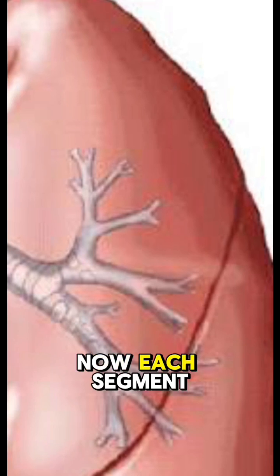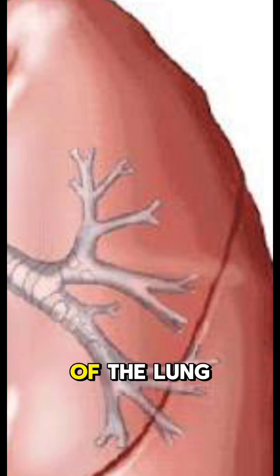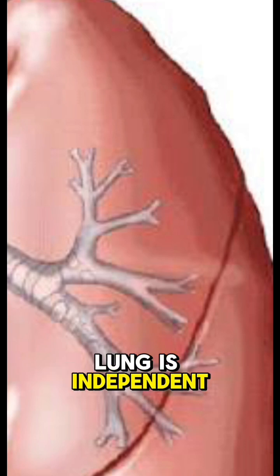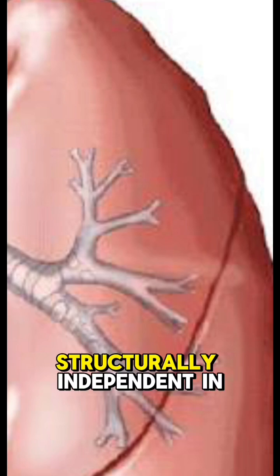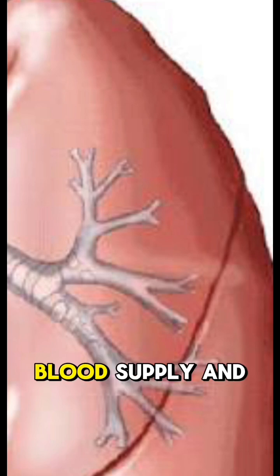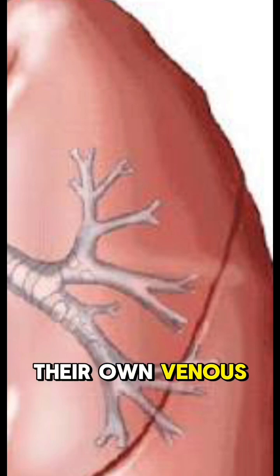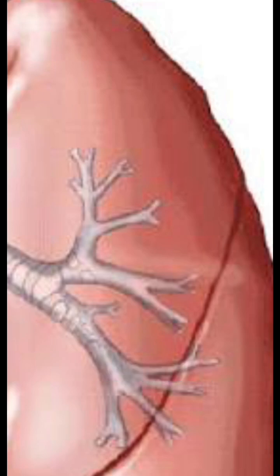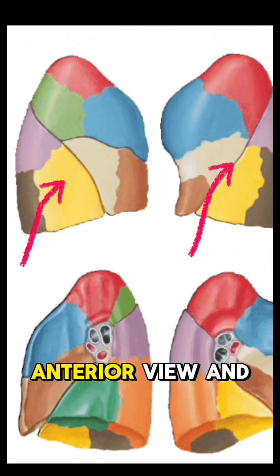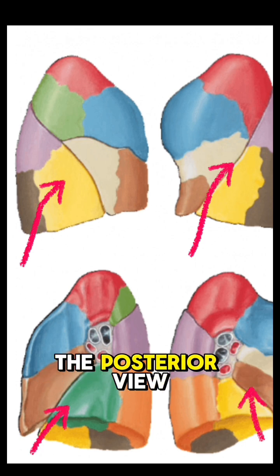Now, each segment of the lung is structurally independent, in the sense that they have their own arterial blood supply and their own venous supply. As you can see, these are the lungs. We have the anterior view and the posterior view.